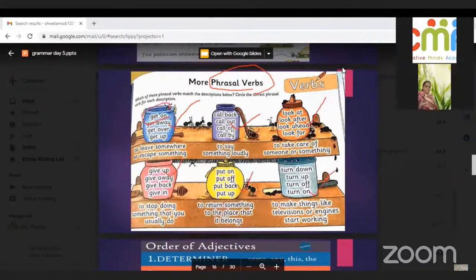Why this is a phrasal verb? Who will explain why this is a phrasal verb? It has a verb. More than one word. So, a group of verbs. A meaningful sentence with the help of this. Perfect.